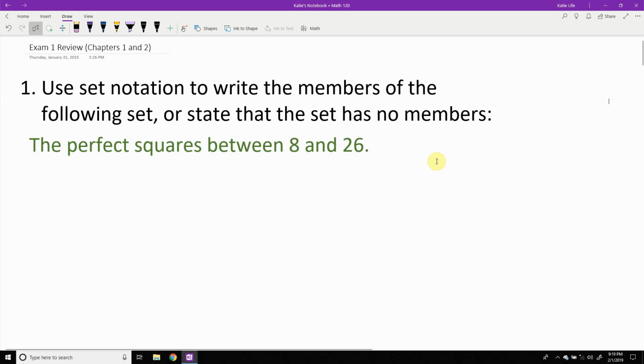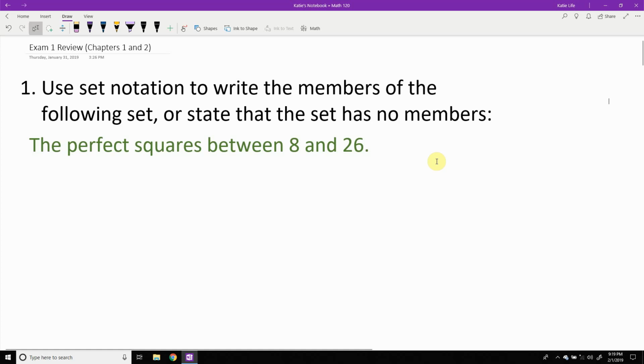Hi everyone, welcome to the review session for the first exam, which will cover material from chapters 1 and 2. This video will step you through a dozen different problems, beginning with set theory from chapter 1, section C, and ending with word problems involving conversions of units from chapter 2, section B. Let's go ahead and get started.